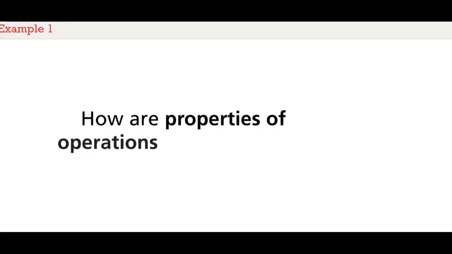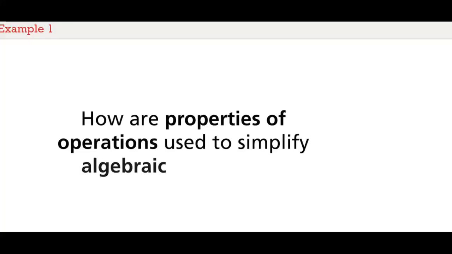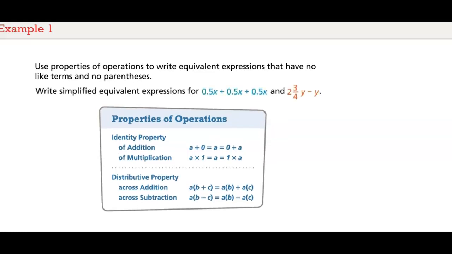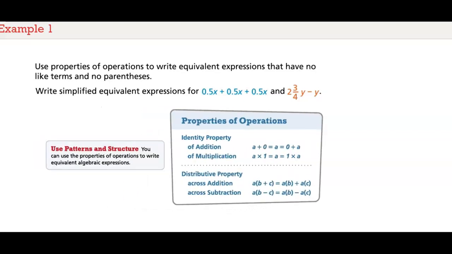How are properties of operations used to simplify algebraic expressions? Use properties of operations to write equivalent expressions that have no like terms and no parentheses. Write simplified equivalent expressions for 5/10 times x plus 5/10 times x plus 5/10 times x and 2 3/4 times y minus y. You can use the properties of operations to write equivalent algebraic expressions.